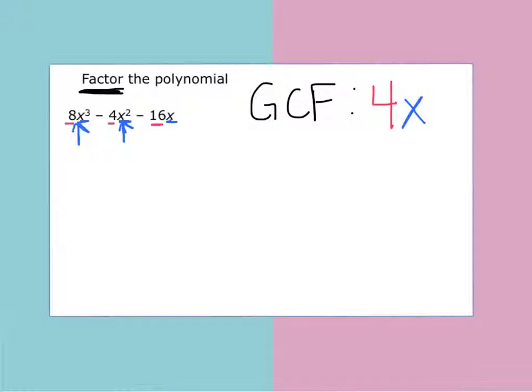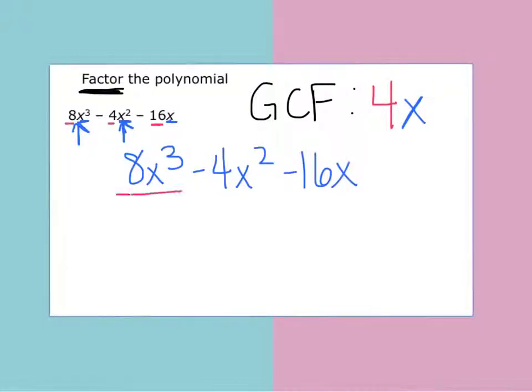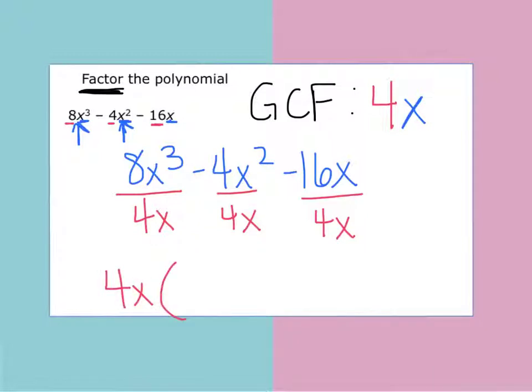Now that I have the GCF, I am going to use it to factor. So I'm going to take my three terms, 8x to the third minus 4x squared minus 16x, and I'm going to divide all terms by the GCF, which is 4x. So divide by 4x, divide by 4x, divide by 4x. And when I do that, that goes on the outside of my parentheses for my final response.